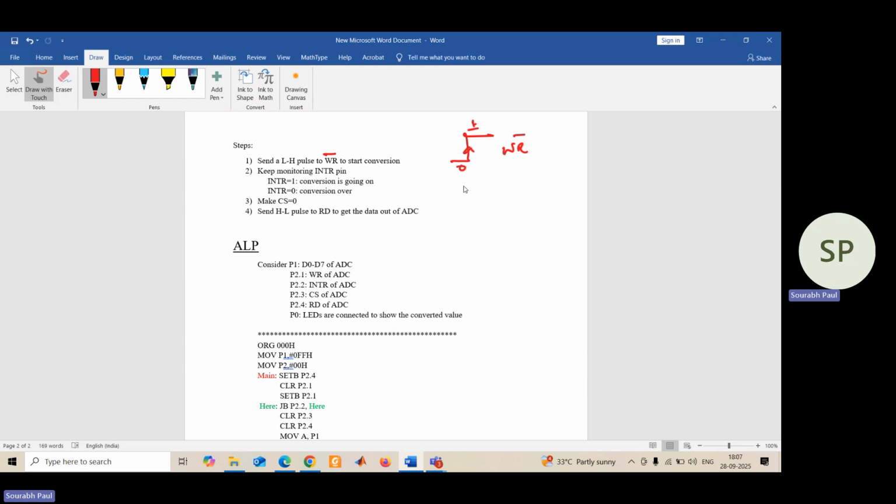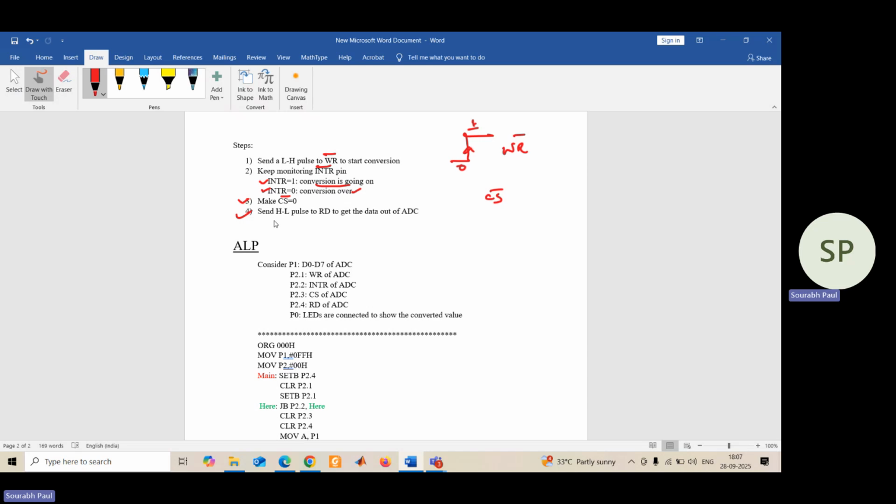Now, how to understand whether the conversion is over or not? If you remember, a few minutes before I told you that you need to check the INTR pin. If the value in that pin is 1, you need to understand that conversion is going on. If it becomes 0, you need to understand that conversion is over. When the conversion is over, immediately you need to make chip select CS bar equal to 0 to activate this ADC. That is the procedure followed.